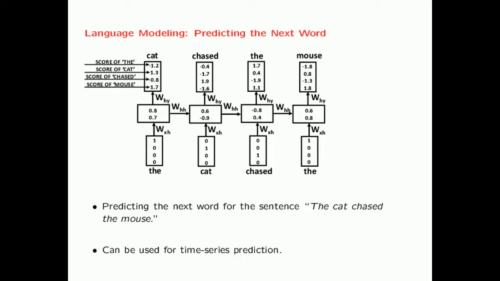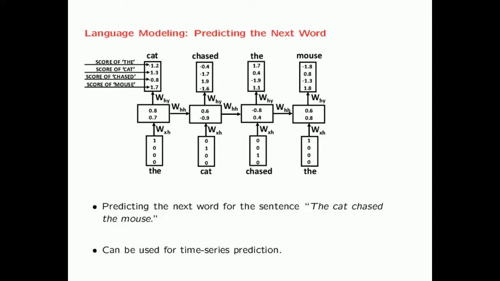For example, at the first timestamp, the input is "the," and it's the one-hot encoded representation of "the." Here you have a dictionary containing only four words, and "the" is the first word in the dictionary. So you can see the one-hot encoded input is 1000, and then you have a hidden layer with a dimensionality of 2. Then you have an output which has the same dimensionality as the input, because you have a vocabulary of 4, so it will have 4 elements, and you will have 4 scores corresponding to how likely it is that each of the words occurs.